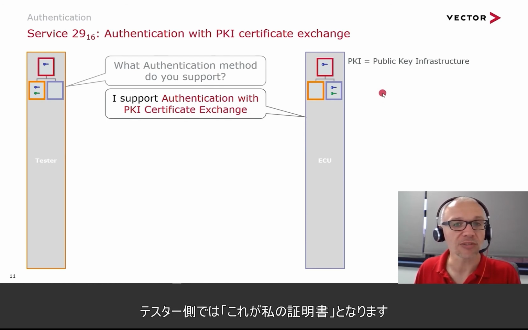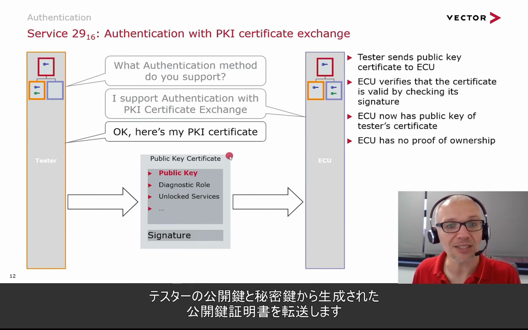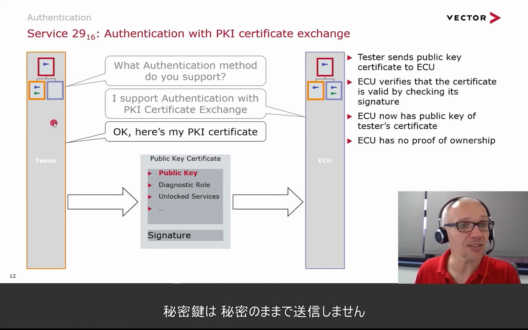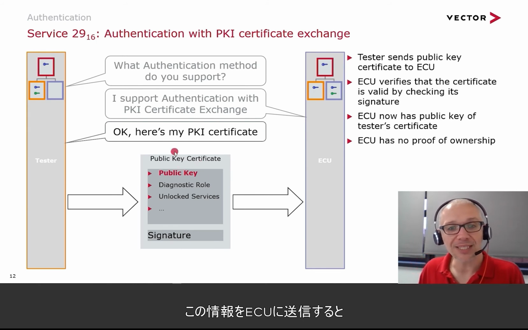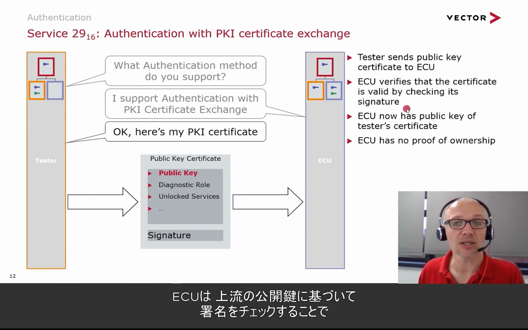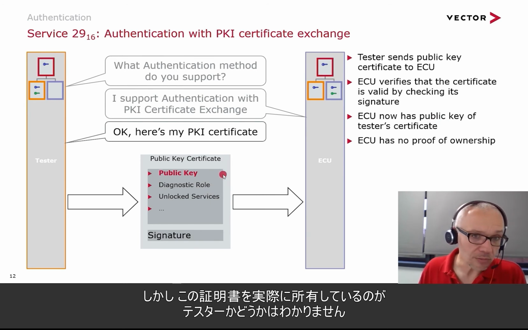So what do we do next? From the tester side, we say, okay, here's my certificate. So we transfer the public key certificate, which contains the tester's public key and the signature for the certificate, which is generated from the private key. We do not send the private key. The private key remains private. It's the whole point. But we send this information to the ECU. The ECU is able to verify the certificate is overall valid by checking the signature based on the upstream public key, and it has the public key from the certificate. What it doesn't know is that the tester actually owns this certificate.